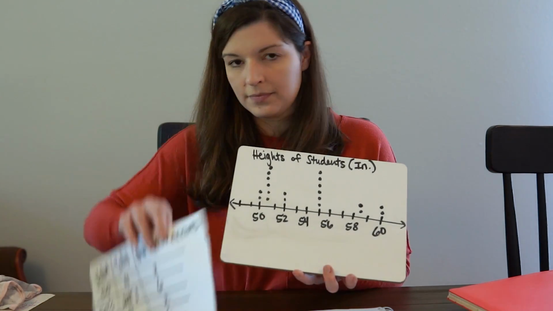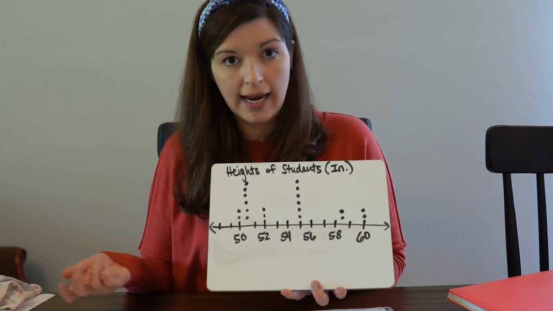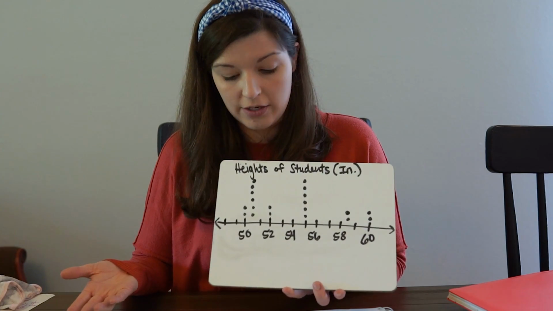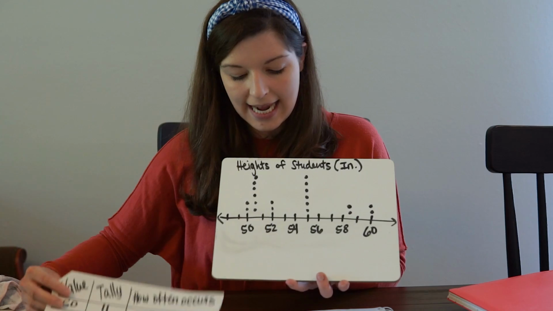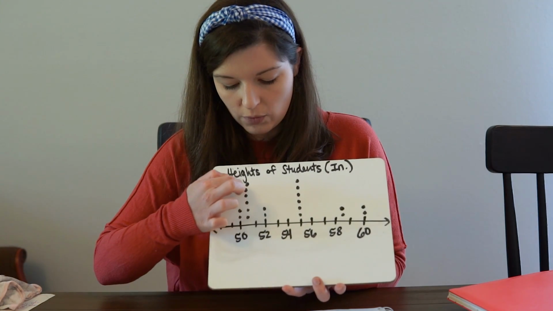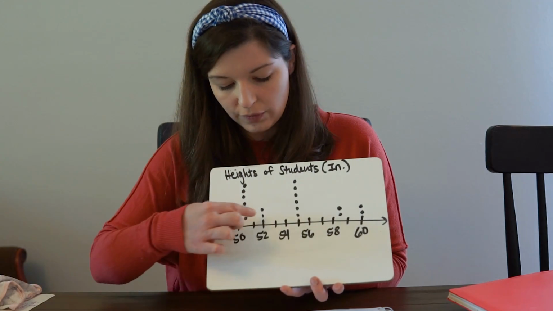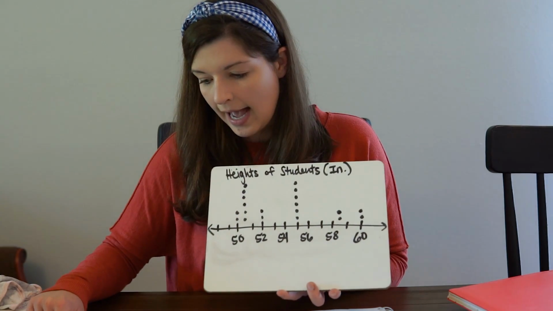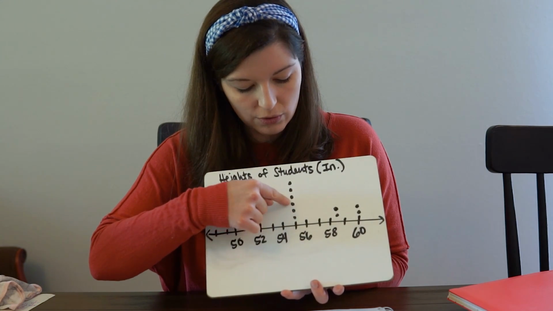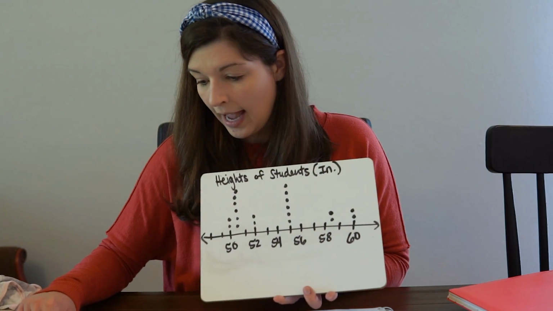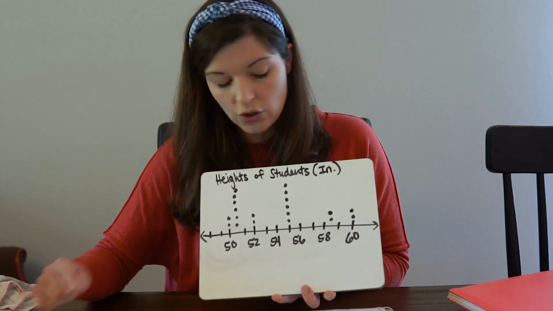Because I have 2 tallies for 50, I put 2 dots above it. I could have also put X's if I wanted to. Then I had 6 for 50 and a half. So I put 1, 2, 3, 4, 5, 6. On my tally chart, I have 2 for 52. I put 2. I have 6 for 55. So I put here at 55, 1, 2, 3, 4, 5, 6. I have 2 for 58 and a half. So 1, 2. And 2 for 60, 1, 2.